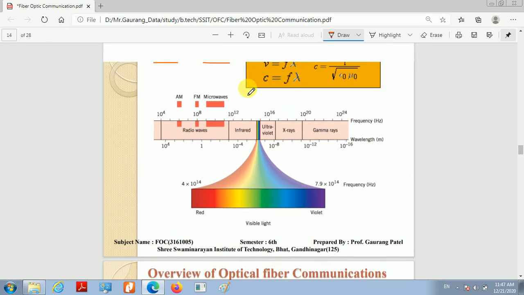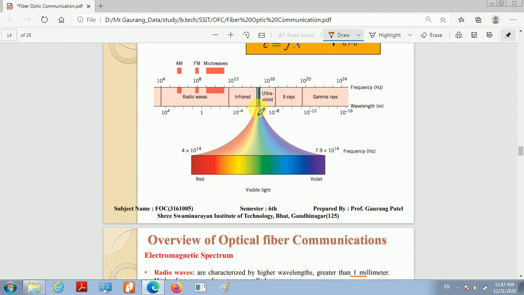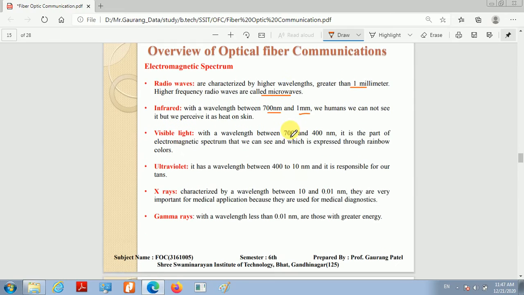The third type of electromagnetic waves is the visible region. You can see this highlighted portion is the part of visible light. Visible light has a wavelength between 700 nanometer and 400 nanometer, and it is the part of the electromagnetic spectrum that we can see, which is expressed through rainbow colors.